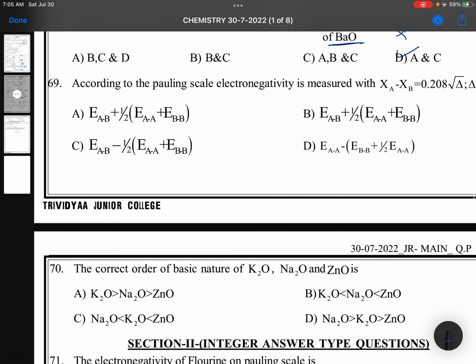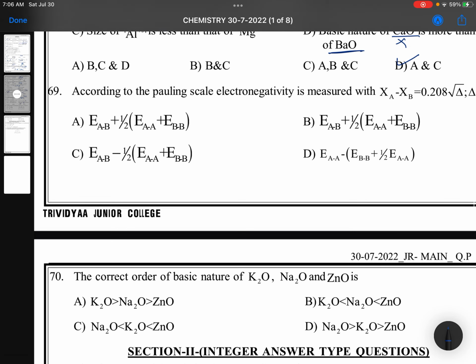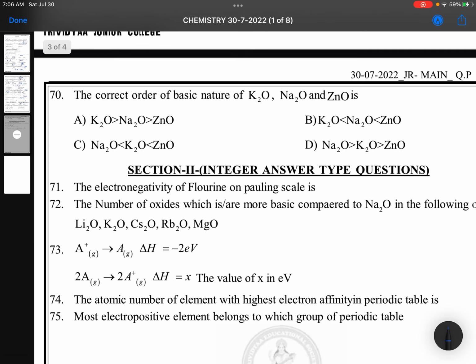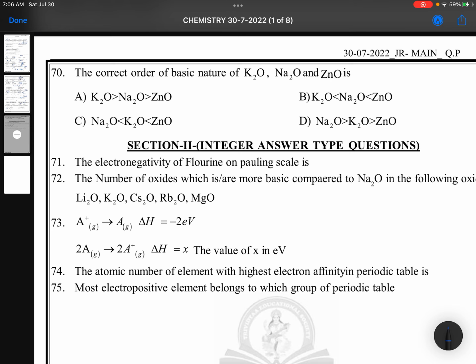According to the Pauling scale, the electronegativity is measured with XA minus XB equal to 0.208 root delta, and that is this one. What is delta? The correct order of basic nature of K2O, Na2O, and ZnO. ZnO is a transition metal oxide, so that should be least. And down the group increases, so K2O should be greater. The electronegativity of fluorine and so on: fluorine is the best, 4.0, highest.